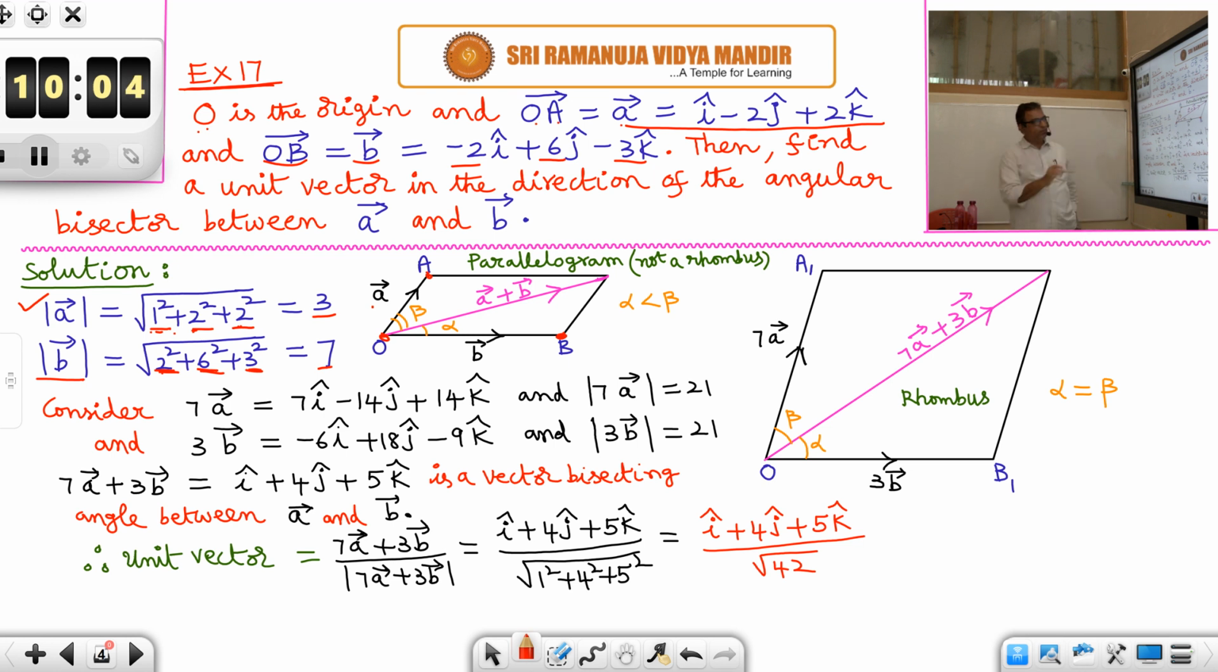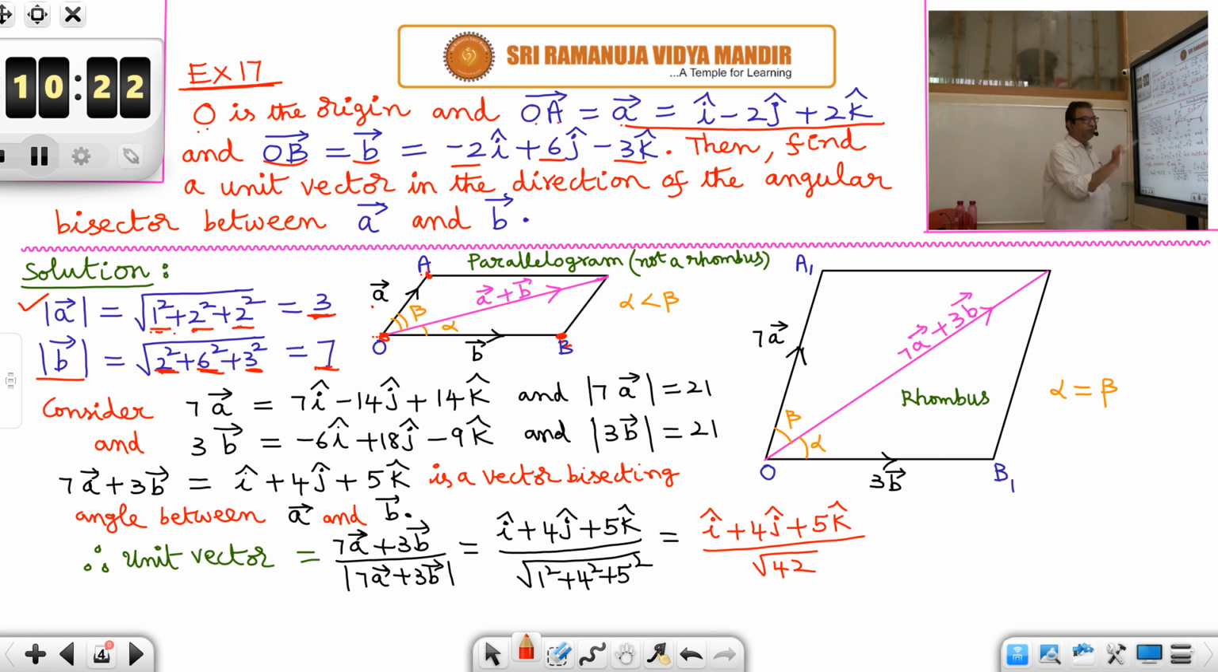See that this is very important. Please see, A bar is having only 3 units length, magnitude, whereas B bar is 7. So that is why I have drawn OA bar very short and OB bar longer. Is it not? OB bar is 7 units. So OB I have done longer, OA shorter.